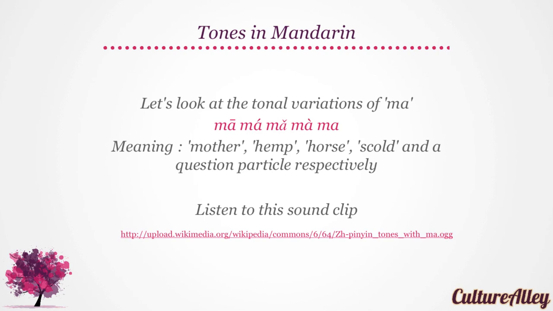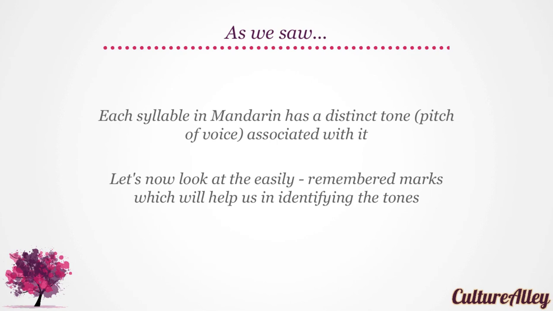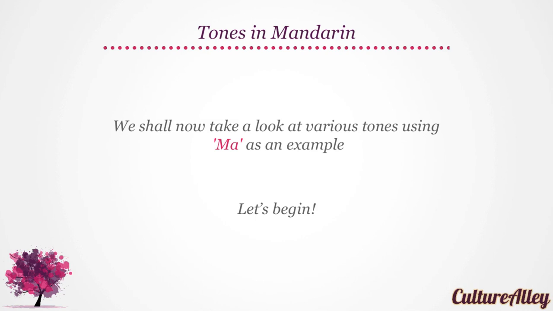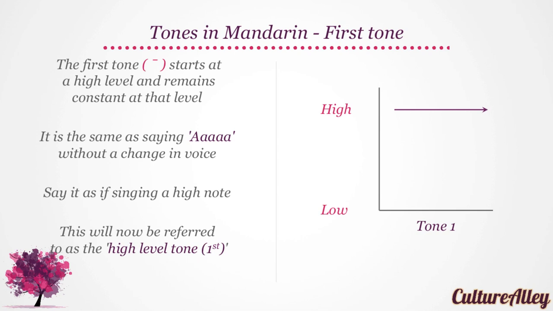As we saw, each syllable in Mandarin has a distinct tone or pitch of voice associated with it. There are four easy-to-remember marks which will help us in identifying tones. Let's take a look at each of them. We shall learn various tones using ma as an example. So let's begin. The first tone, denoted by a high bar, starts at a high level and remains constant at that level. It is the same as saying ah without a change in voice. Say it as if singing a high note. Ah. Great! This will now be referred to as the high level tone, or the first tone.